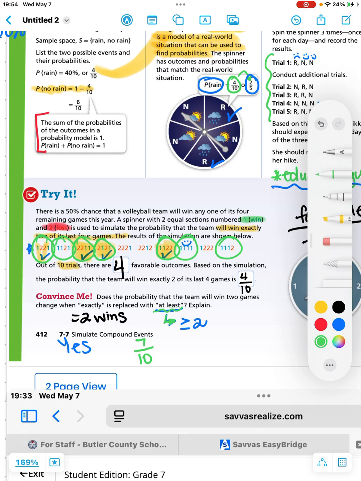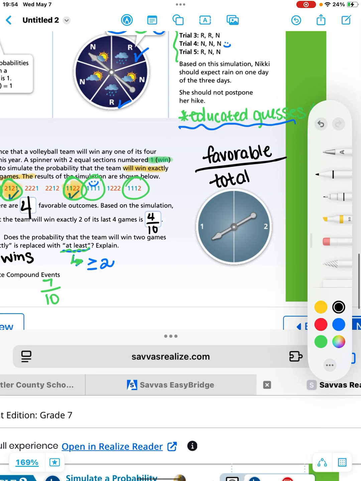Wording is important, and I will even make that additional note. Wording is important.